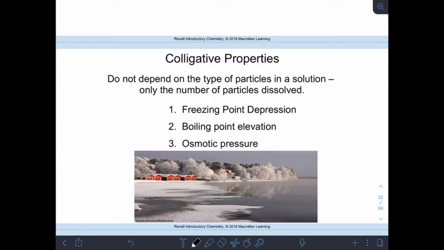So the first one is freezing point depression. That means, essentially, lowering of the freezing temperature. Boiling point elevation, that one is raising the boiling point temperature.